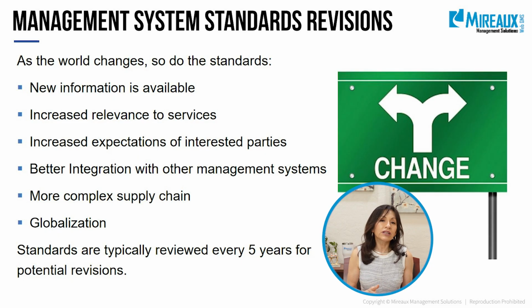Revisions happen for many reasons. New information or technologies become available. There is increased focus on service industries. Stakeholders like customers or regulators have higher expectations also. There's a growing need for better integration between different management systems, like quality and environmental, for example. Global supply chains become more complex, and just general globalization. Standards are typically reviewed about every 5 years to see if they need a refresh to ensure they stay relevant and effective.